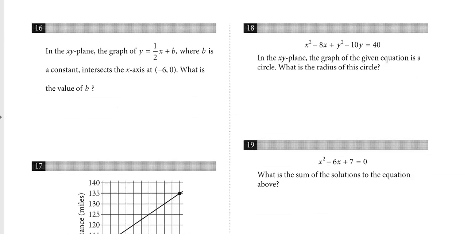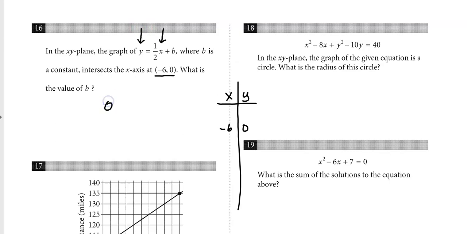Now we move into the short answer. So it looks like we have another linear problem here. So in the xy plane, the graph y equals 1/2 x plus b, where b is a constant, intersects at -6, 0. All right? So basically what they're telling me, they're giving me a solution. They're telling me that, hey, on this xy table, when x is -6, the y value is going to be 0. They give me an x and a y. So I should be able to drop that x and y in and solve for b.